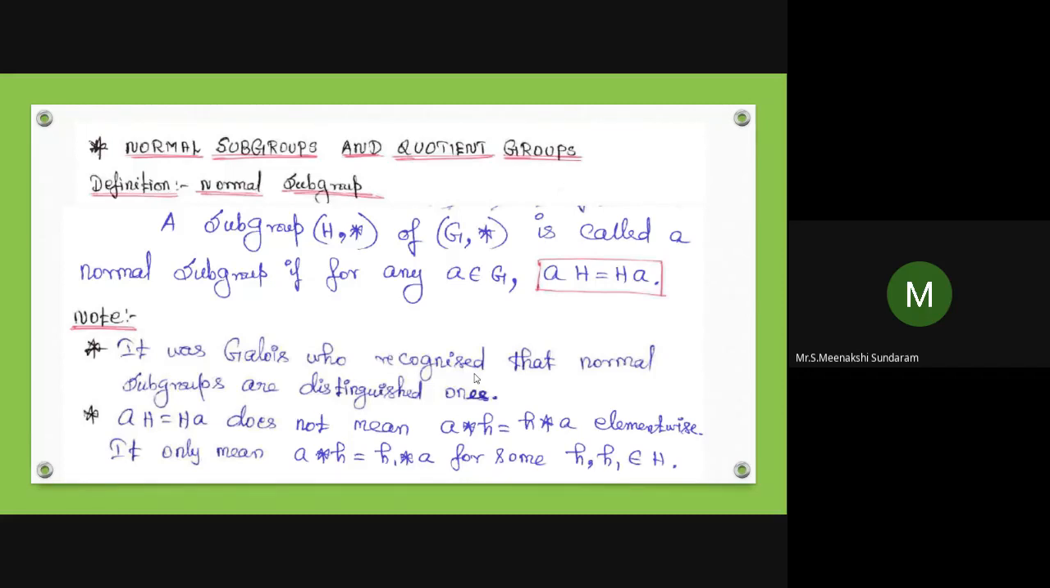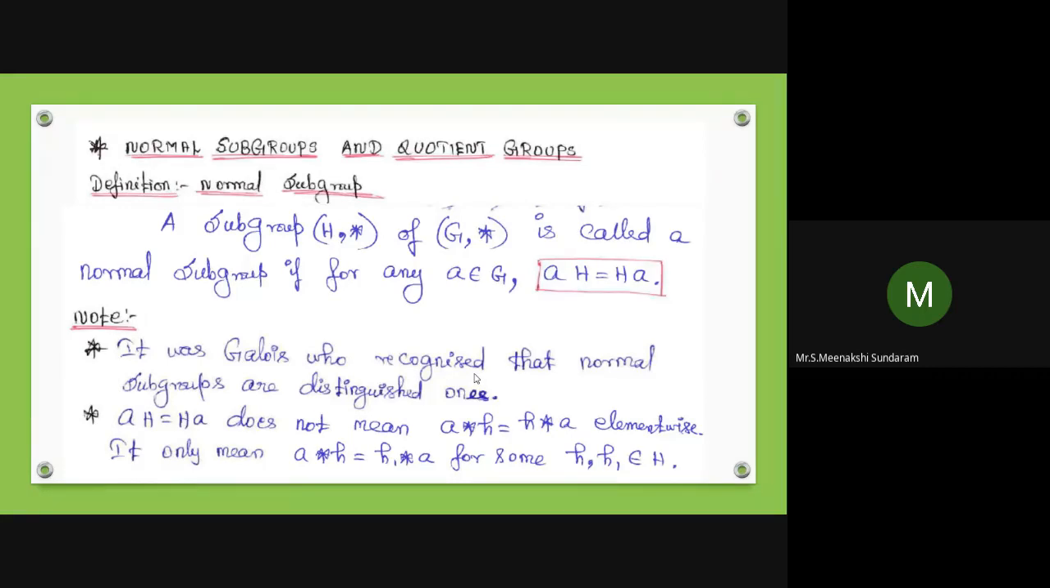Abelian is nothing but the commutative law should be satisfied. So a subgroup (H, star) of (G, star), where G is the group and H is the subgroup, is called a normal subgroup, a special name, if for any element a belongs to G, we have aH equal to Ha.